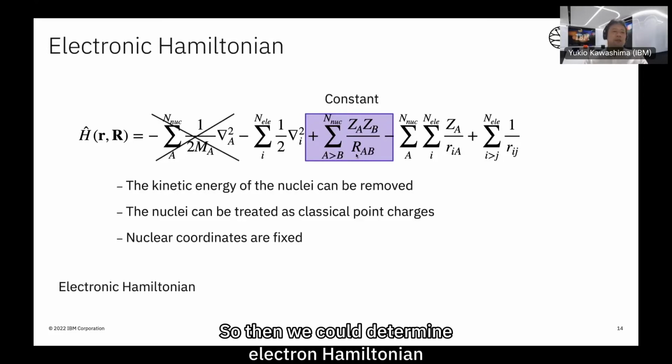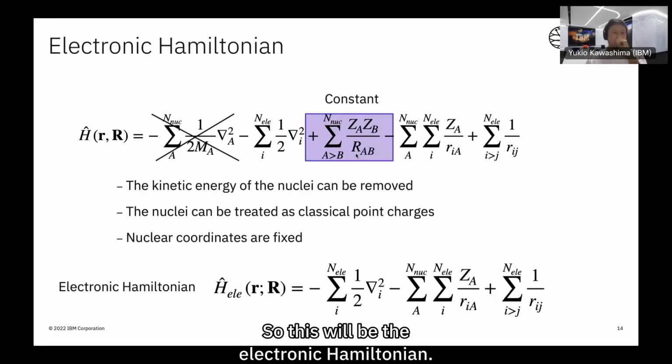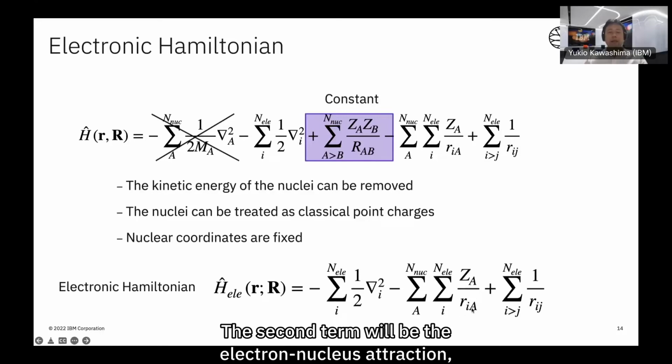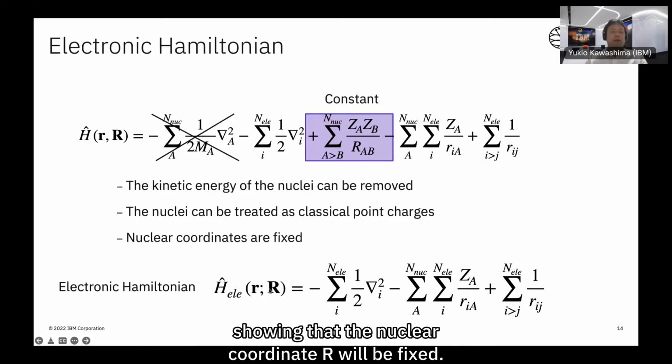So then we could determine the electronic Hamiltonian after the Born-Oppenheimer approximation. So this will be the electronic Hamiltonian. The first term will be the kinetic energy term of the electrons. The second term will be the electron-nucleus attraction. And the last term will be the electron-electron repulsion. So we only have 3 terms. And by the way, I've introduced this showing that the nuclear coordinate r will be fixed.